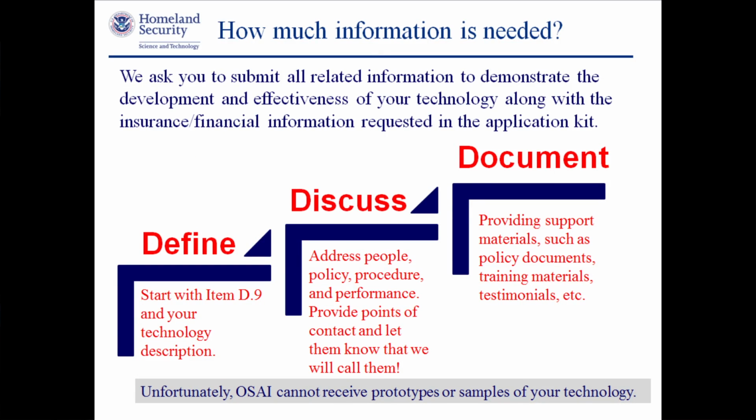So how much information do you need to submit? The types of information needed to support your application vary by application type. For example, we would expect additional information in designation and certification applications versus designation-only applications because of the additional questions. However, we can give you some thumbnail guidance. I call it the define, discuss, and document approach.